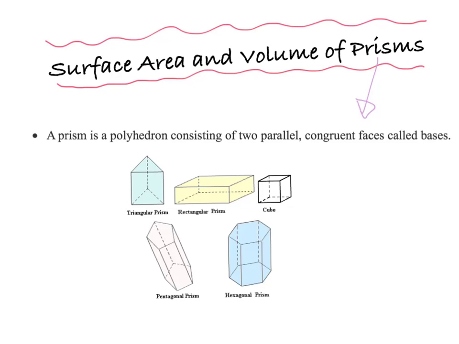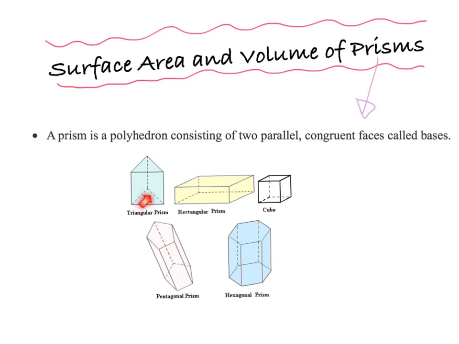This video is going to go over finding surface area and volume of prisms, and I'm going to focus on rectangular prisms. So first thing, just a reminder from last year, we covered this. A prism is a polyhedron consisting of two parallel congruent faces called bases. So these are all different kinds of prisms.